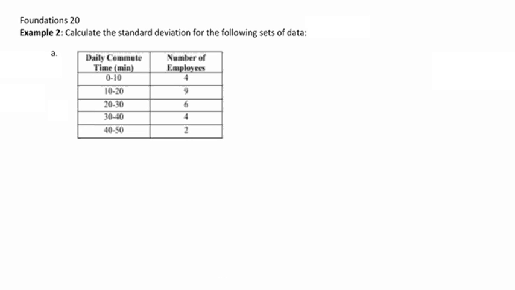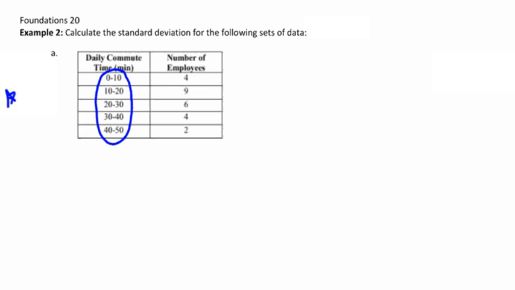Example 2. Calculate the standard deviation for the following sets of data. For part A, what we see that's new in these examples is we now have a range of data on the left side of our table compared to one piece of data on the right-hand side. So when you're given a range, when we're looking at 0 to 10, 10 to 20, 20 to 30, 30 to 40, 40 to 50, and so on, you want to use the mid value of these ranges. So find the mid value of each range and use that for your data points.